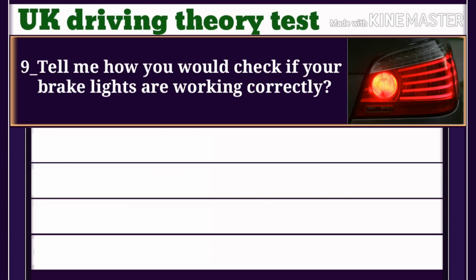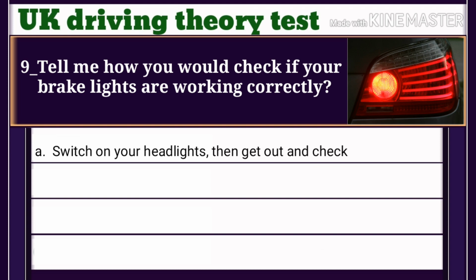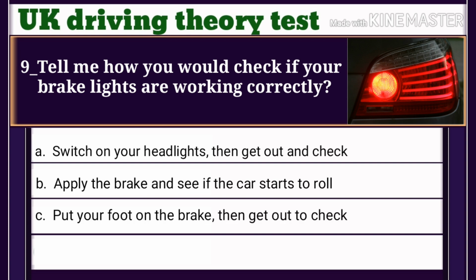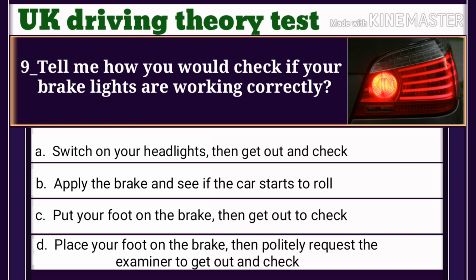Question 9. Tell me how you would check if your brake lights are working correctly. A. Switch on your headlights, then get out and check. B. Apply the brake and see if the car starts to roll. C. Put your foot on the brake, then get out to check. D. Place your foot on the brake, then politely request the examiner to get out and check. The correct answer is D. Place your foot on the brake, then politely request the examiner to get out and check.